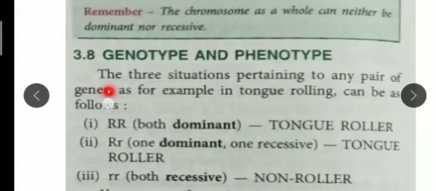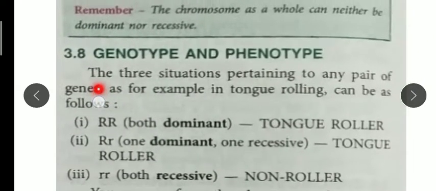Now, one thing you should remember: the chromosome as a whole, the complete chromosome or complete genotype, is not dominant or recessive. It can be neither dominant nor recessive. The complete genotype is neutral only. Only the segment of the DNA, or allele, will be dominant or recessive. So what is genotype? Genotype means genetic makeup.